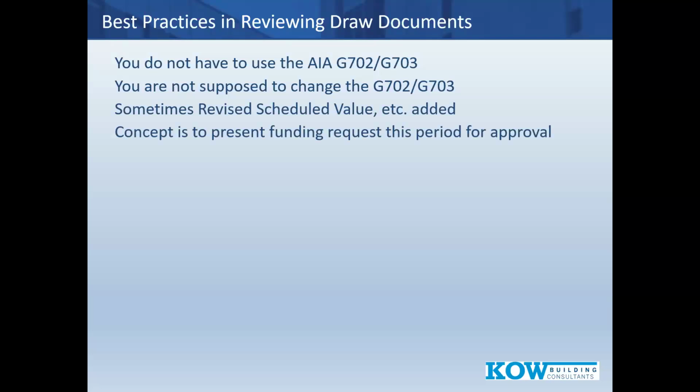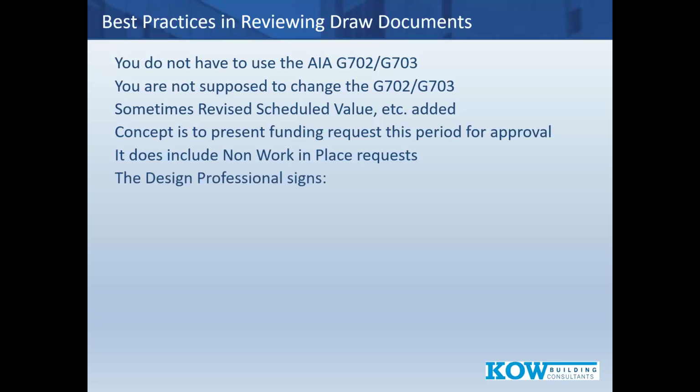And the concept is that the general contractor presents the funding request, this period of approval, and then we review it and we all come up to an agreement. The one thing that the 702, 703 lacks, because it was created decades ago, it does include non-work in place requests in total, but it doesn't detail them out. I'll show you that in a moment.